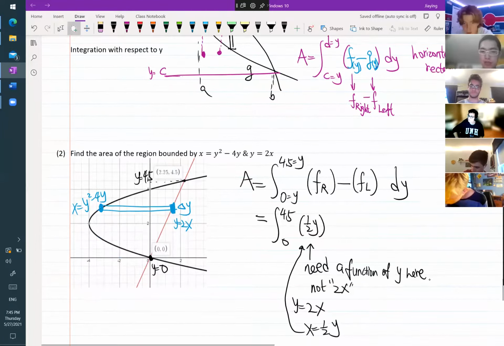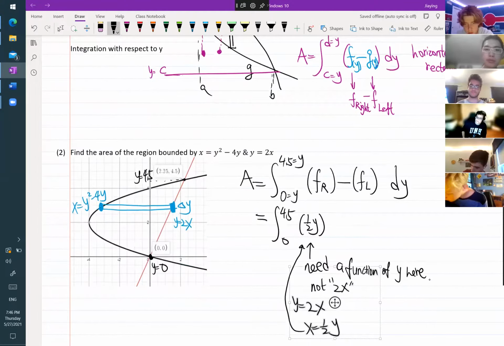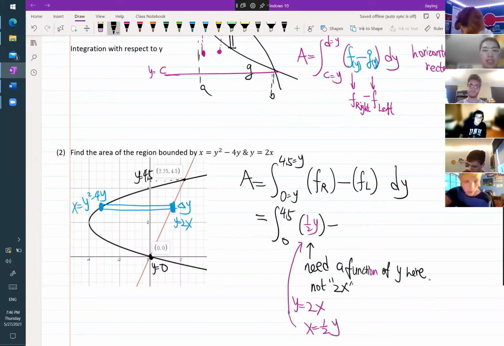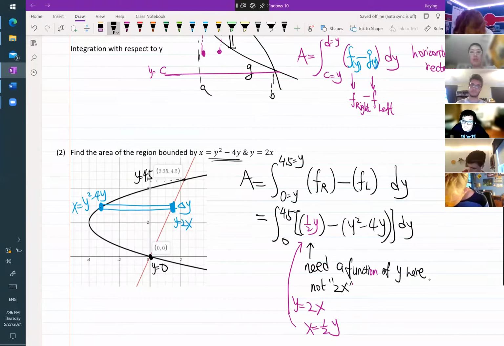Now let me use a different color to show that. And then the function on the left is already given in terms of y because it says x equals y squared minus 4y. So y squared minus 4y. We're just going to use it directly. And then we're integrating with respect to y, so dy.